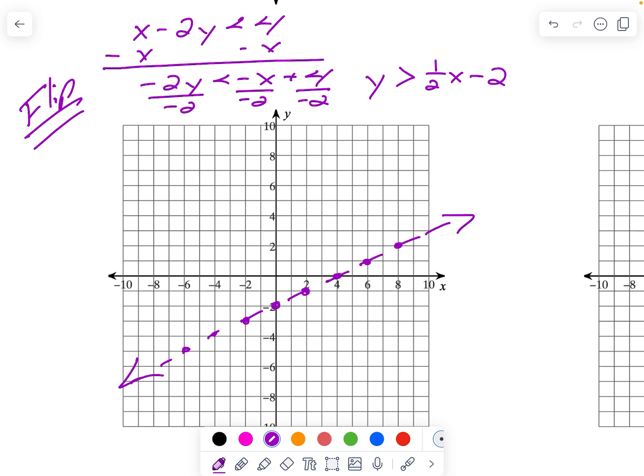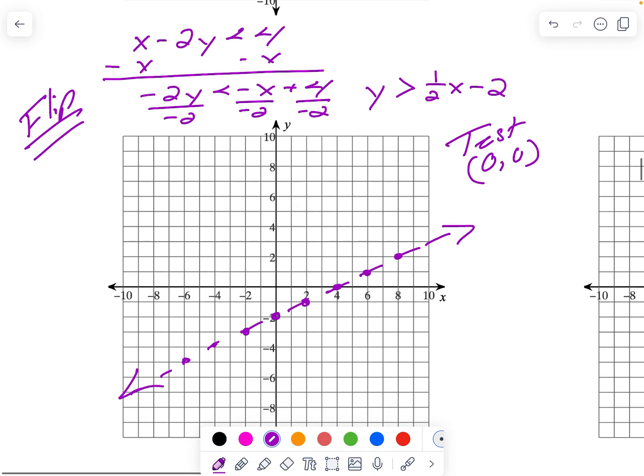Now, let's test. When you go to test 0, 0, always test back in the original equation. So remember, our original equation was this one right here. Because what if we forgot to flip the inequality sign? What if we made some mistake somewhere? Especially if you forgot to flip the inequality sign, testing with your original will make sure you shade the right side, and hopefully that will enable you to see that you didn't flip it.